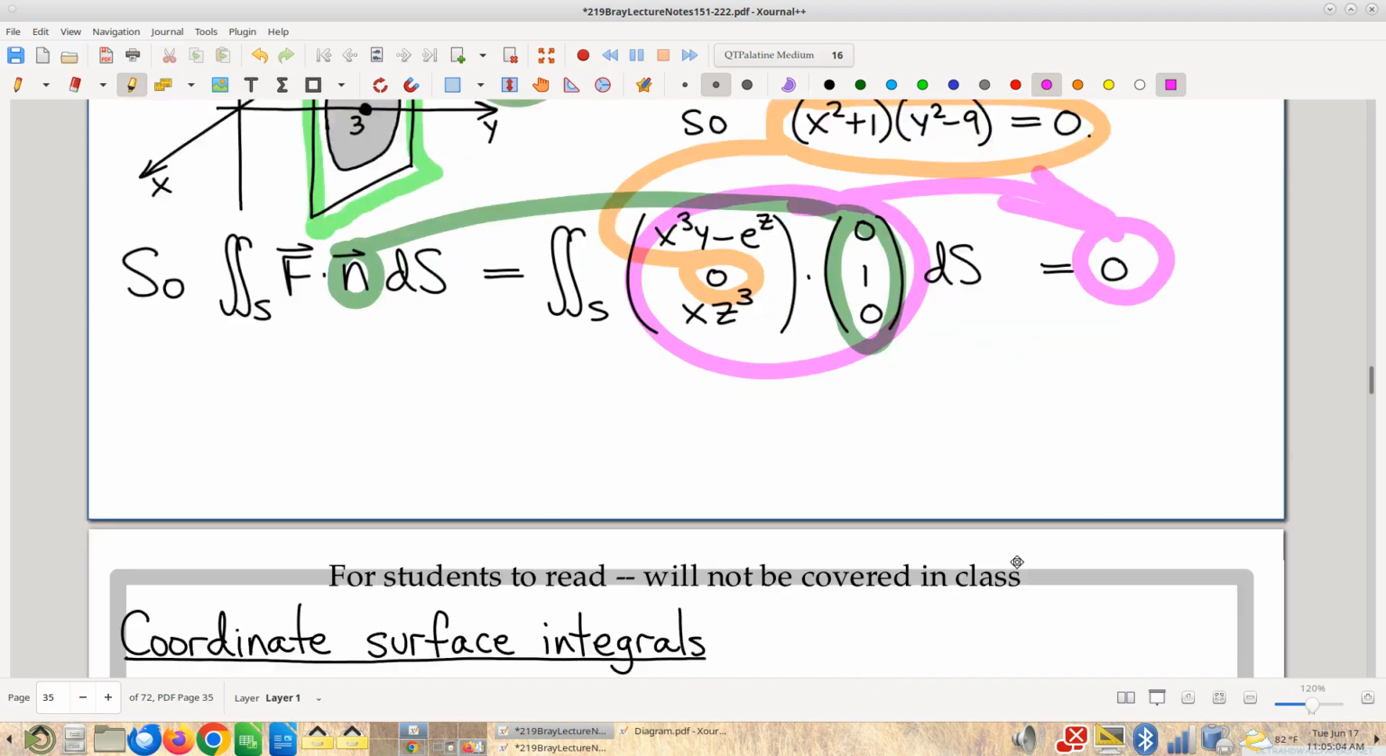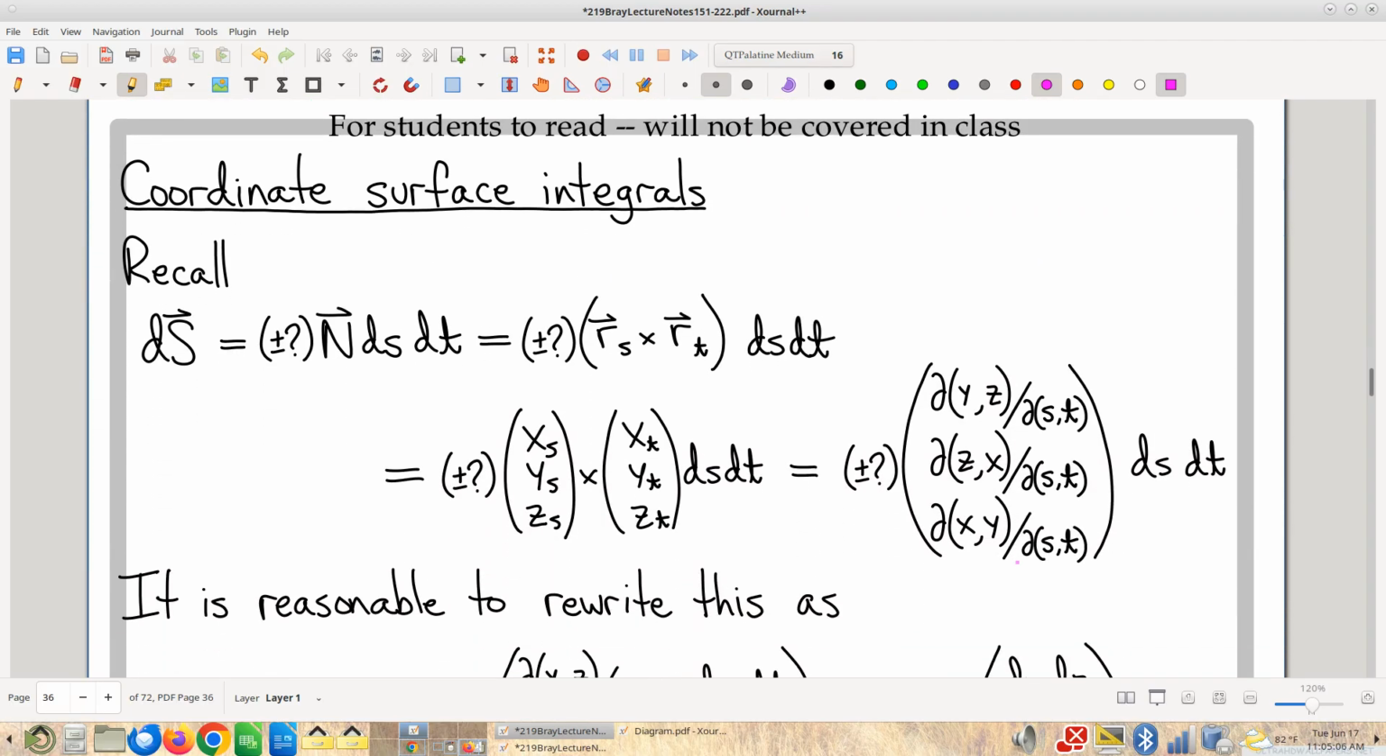All right, moving along. I'm going to try to be as quick as I can on this one. It's just like the story we told with coordinate line integrals. Remember, the big idea of a coordinate line integral is that it's just an alternative notation for a vector line integral. Well, likewise, a coordinate surface integral is just an alternative notation for a vector surface integral.